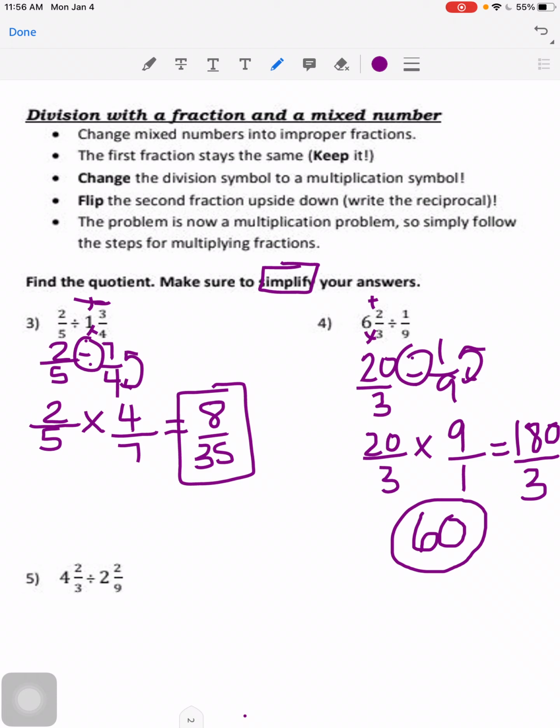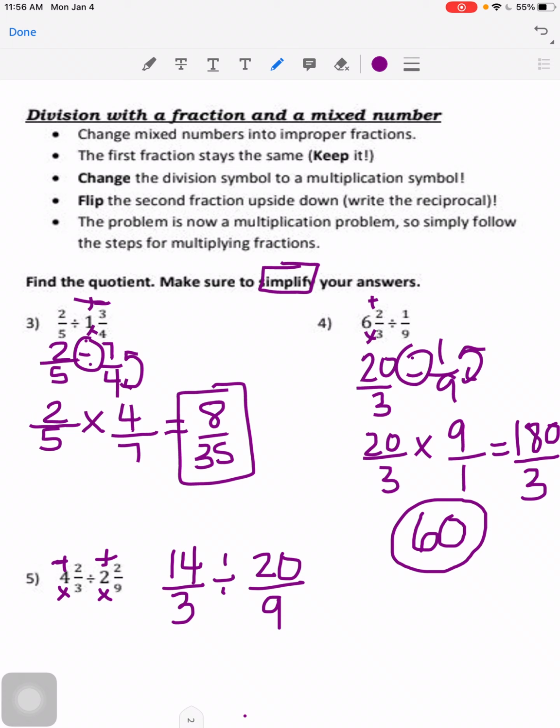All right, now let's do number 5. All right, we're going to rewrite our problem. 4 times 3 plus 2, so that's 12, plus 2 is 14 over 3. Divided by 9 times 2 is 18, plus 2 is 20 over 9. And then we can follow our steps to divide the fractions.